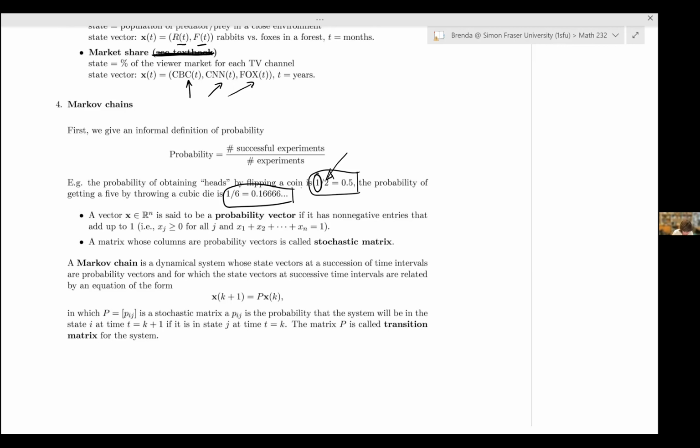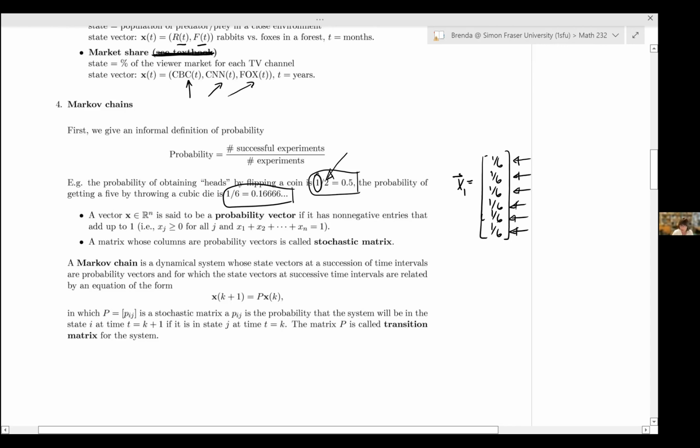A probability vector is a vector that has non-negative entries that add up to 1. For example, for the dice, if you were thinking, let's make a probability vector, let's call it x1, there are going to be 6 numbers in here: the probability of rolling a 1, a 2, 3, 4, 5, and 6. All of them are greater than or equal to 0, and the total is equal to 1.